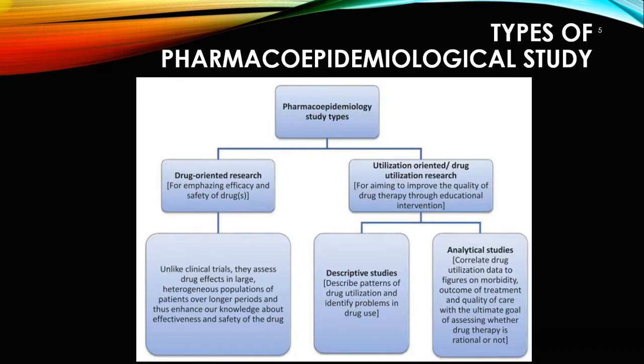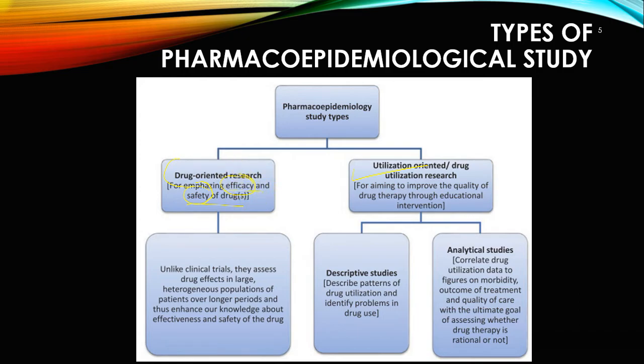So the types of pharmacoepidemiological studies, there are basically two types of it: a drug oriented research, and second one is utilization or drug utilization research. So in drug oriented research, it is for emphasizing efficacy and safety of drug. This type of research is carried out. So these two words are very important, that is efficacy and safety. So why do we carry it out? To emphasize whether the drug is efficacious or not.